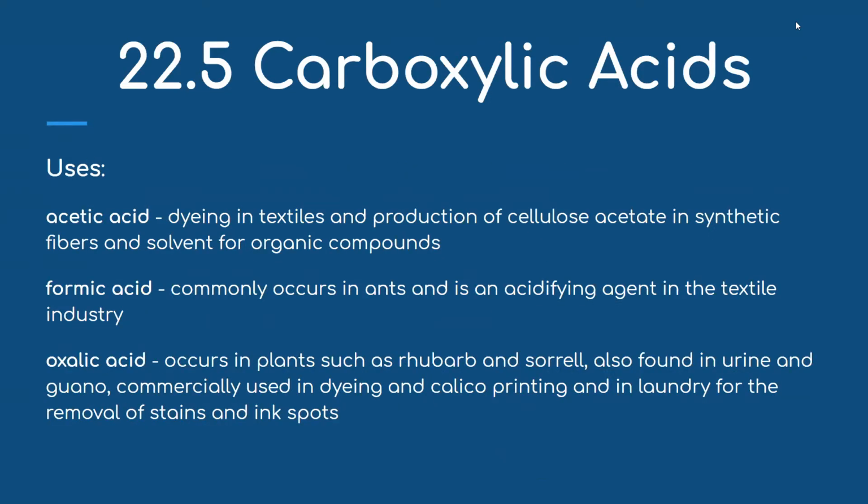Carboxylic acids have many uses. Acetic acid is used in dyeing in textiles and production of cellulose acetate and synthetic fibers and as a solvent for organic compounds. Formic acid commonly occurs in ants and is an acidifying agent in the textile industry. Oxalic acid occurs in plants such as rhubarb and sorrel. Also, it is found in urine and guano. Commercially, it is used in dyeing and calico printing and in laundry for the removal of stains and ink spots.